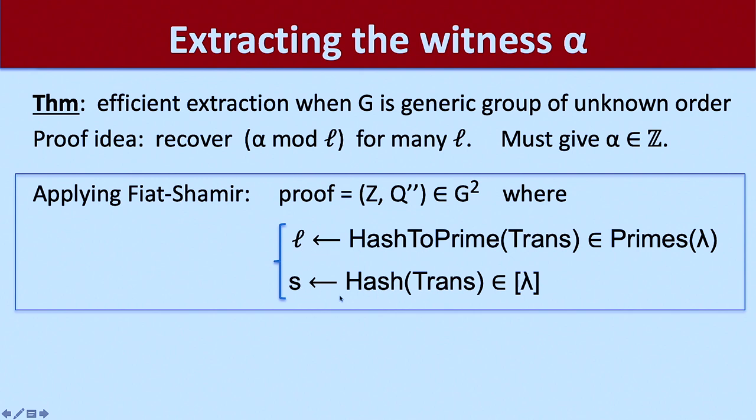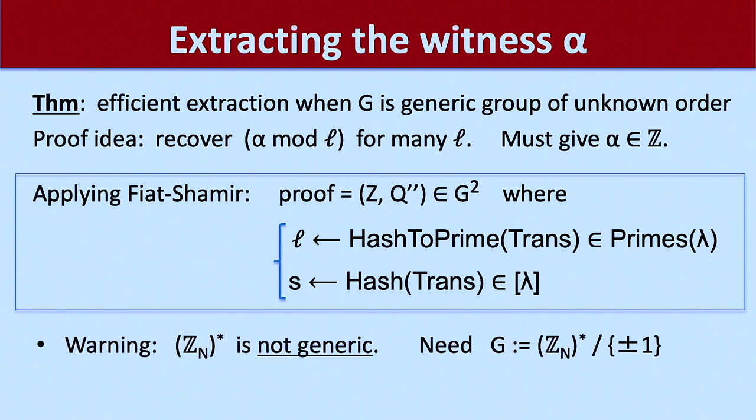The way you generate the hash s is you just hash the transcript to an integer. And that's basically all, and then the verifier just has to verify the verification equation. So that's basically how we make this proof non-interactive.